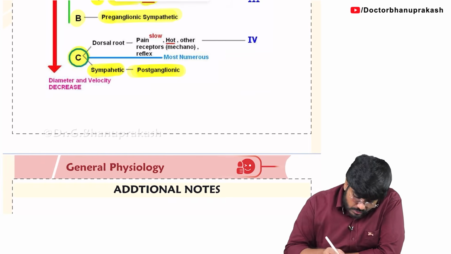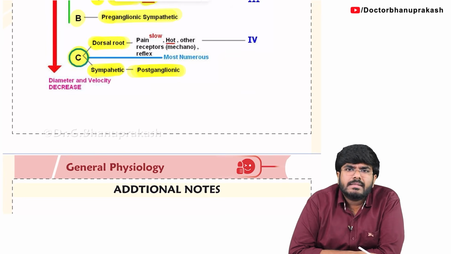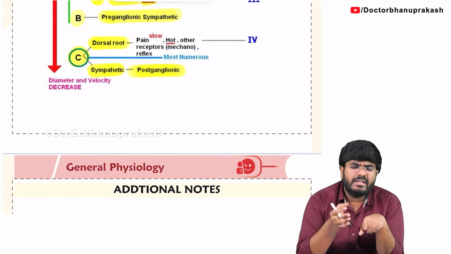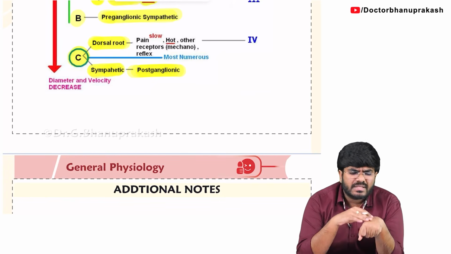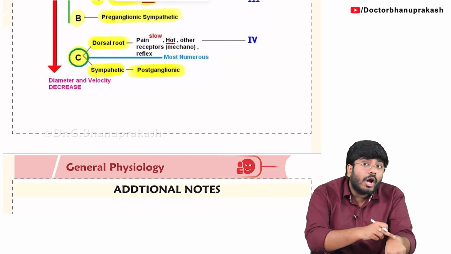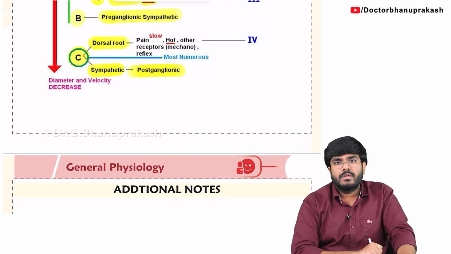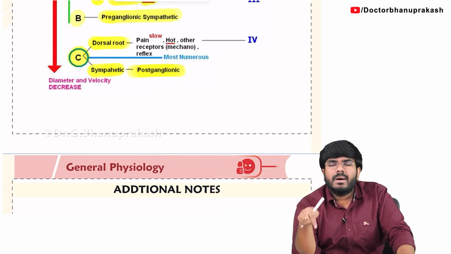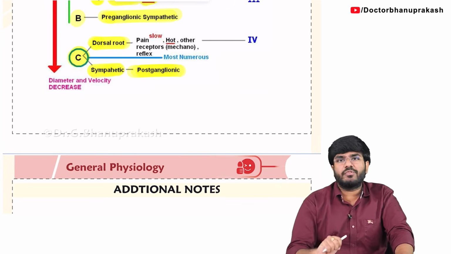C type of neurons are also sensory. Dorsal root means sensory. What does that mean? Whenever you feel something hot, if tea or hot water falls on your skin, or when you touch something hot, you can feel it, right? Hot sensation is carried by a C type of sensory fiber. So C type of neurons are not only postganglionic sympathetic, but they are also sensory fibers. Some sensory fibers in your body also come under C type of classification.